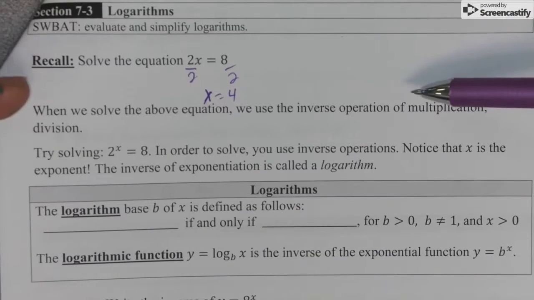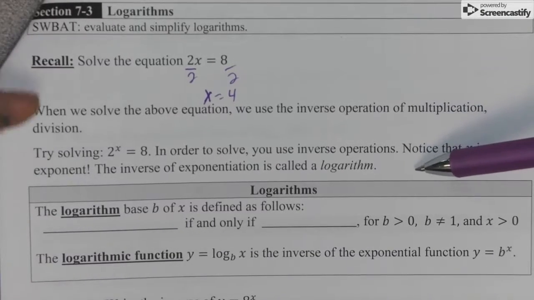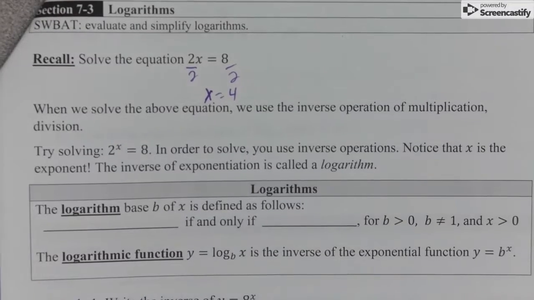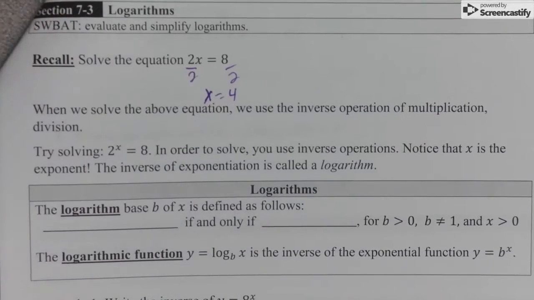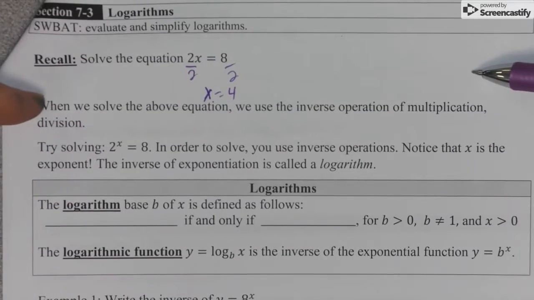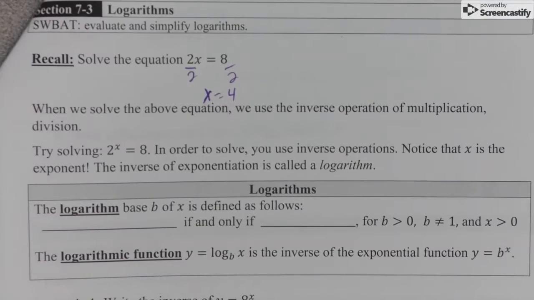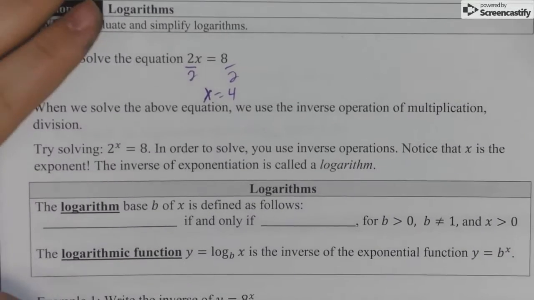And so I bring that up to ask you to try to solve this equation, 2 to the power of x equals 8. In this one, you would need to use inverse operations just like we did above. However, the x is in the exponent. So we would need to take the inverse to figure out what x would be here. The inverse of an exponent, or exponentiation, is called a logarithm.